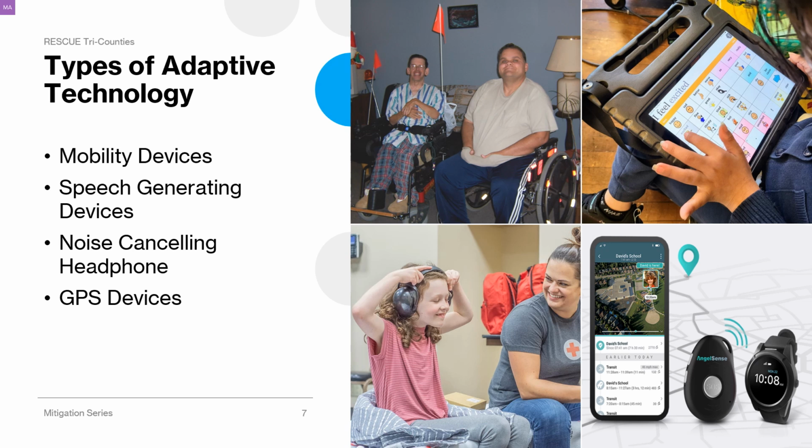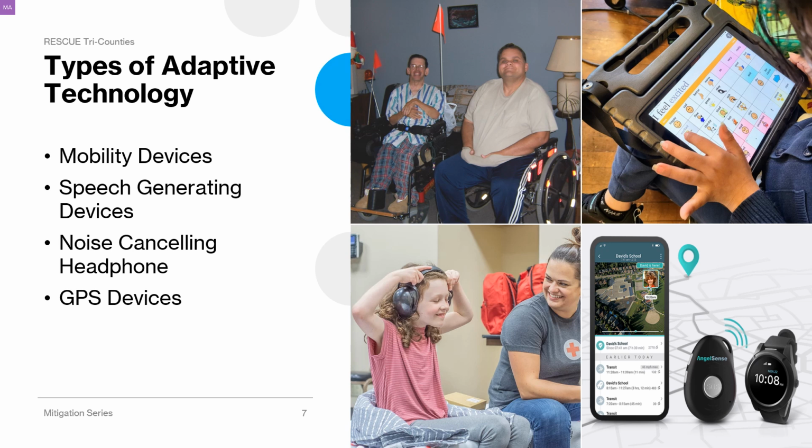Speech-generating devices and other similar tablet-based devices exist for those who have limited abilities when it comes to verbal communication. These devices allow individuals who cannot communicate verbally to interact with others. Therefore, this is a very important device that should be safeguarded and considered to be an extension of the individual. Those with sensory sensitivities may use noise-canceling headphones to reduce auditory overstimulation. These are useful in an evacuation shelter scenario if there are no other options available.